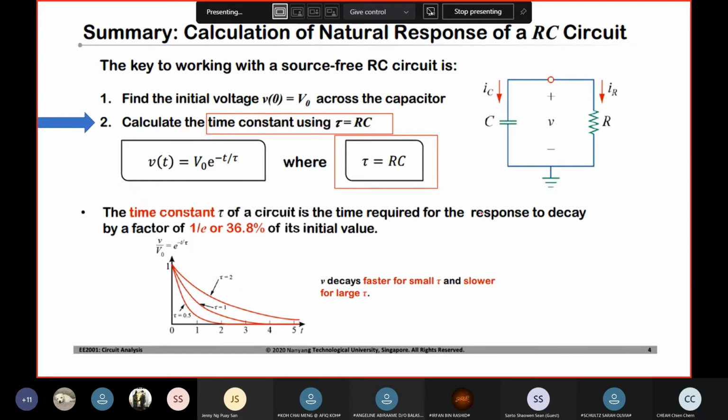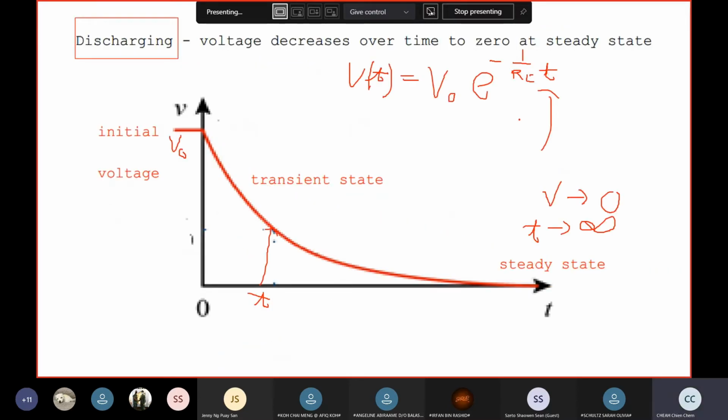And if you want to know how fast you charge and discharge, there's a concept we call time constant, which is simply RC. This is basically derived by setting your t equal to RC. If you put t equal to RC, which we call the time constant, tau, then what will happen is that your voltage will be V0 e to the power of negative 1. So remember this. E to the power of negative 1 is 1 over e.